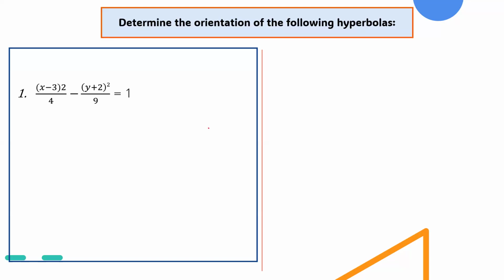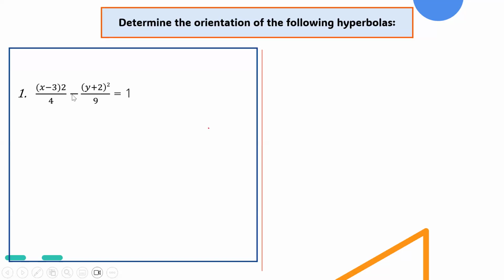So here I have some equations. We are going to try to determine the orientation of these equations of hyperbolas. The first one is (x - 3) squared divided by 4 minus (y + 2) squared divided by 9 is equal to 1. So we want to determine whether this equation is going to give us a vertically or a horizontally oriented hyperbola.